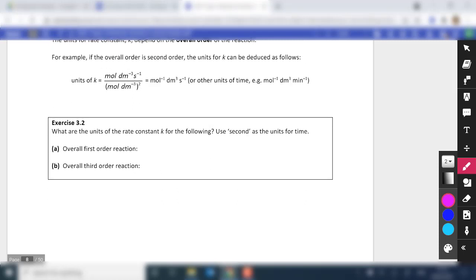Let's look at exercise 3.2. Let's say we have an overall first order reaction. I'm just giving a random example. So let's say it's A plus B to give me AB. The rate law is rate equals K[A]^1. So overall first order.